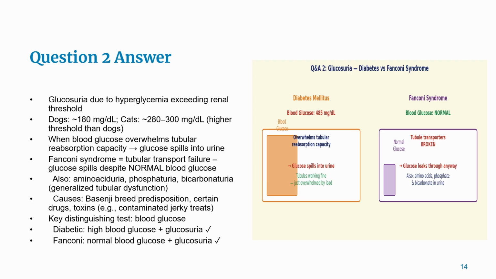load. In Fanconi syndrome, it's the opposite. Blood glucose is normal, but the tubule transporters themselves are broken. Glucose leaks through even though there's not that much of it. Fanconi also typically affects other tubular functions, so you'll see amino acids, phosphate, and bicarbonate in the urine too, not just glucose. The single most important distinguishing test is a paired blood glucose at the time of urine collection.